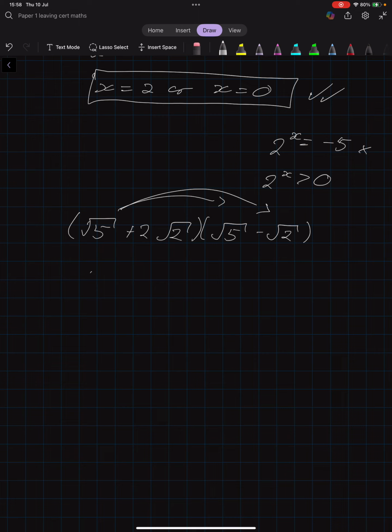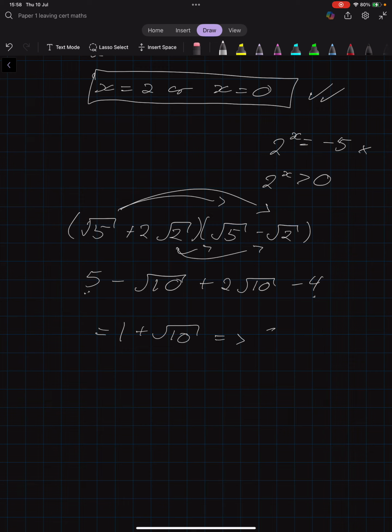So root 5 times root 5, that's 5. Root 5 times minus root 2, that's minus root 10. Remember, because there's square roots on both of them, I can just say 5 times 2 is 10 and then square root 10. Okay? Then this multiplied by this and this multiplied by this. So 2 root 2 times root 5, that's plus 2 root 10. 2 root 2 times minus root 2: root 2 times root 2 is 2, and then 2 times 2 is 4, so it's minus 4. So 5 minus 4, that's 1. Minus root 10 plus 2 root 10, that's plus root 10. And this is in surd form.